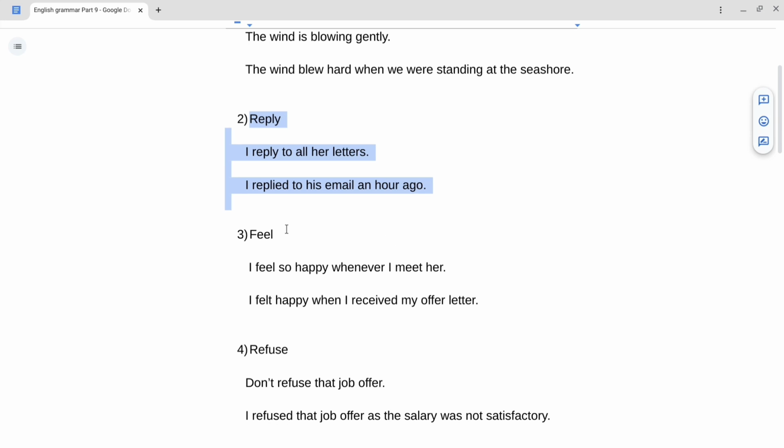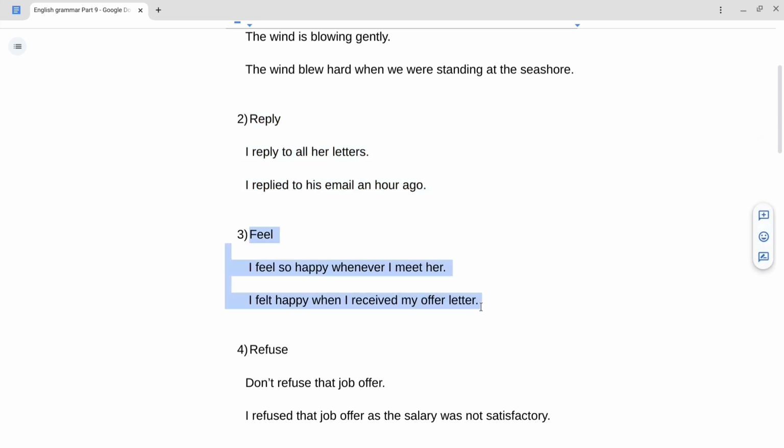Feel. You can look at the sentences here. I feel so happy whenever I meet her. I meet her once a month, so at that time I feel so happy. Feel means it's an emotion, something in your mind. When you're talking about emotion, that's when we use the word feel. You can feel happy, you can feel sad, you can feel angry, etc. So, emotions. I feel so happy.